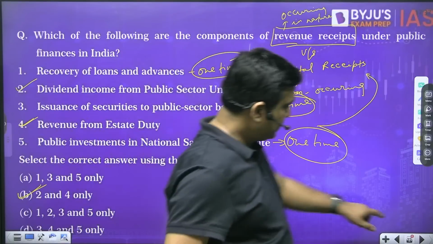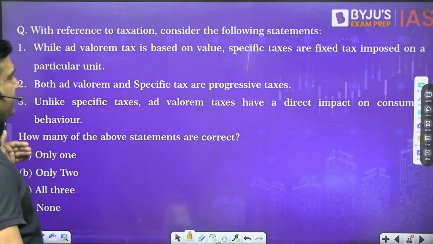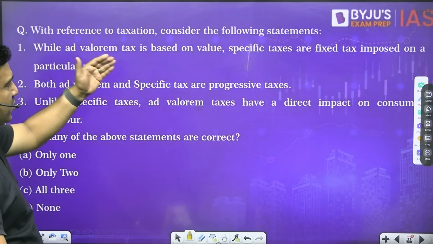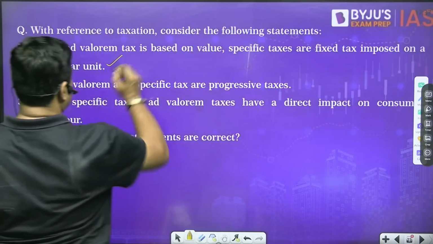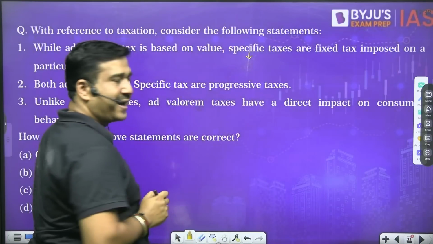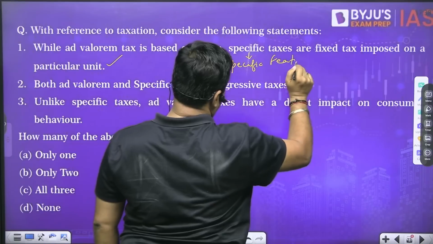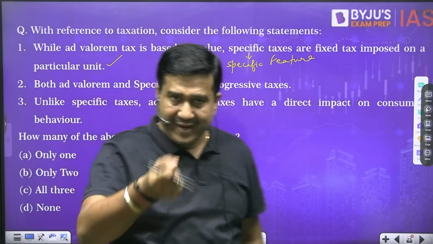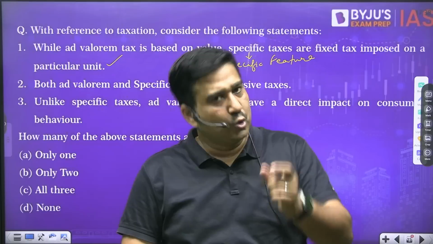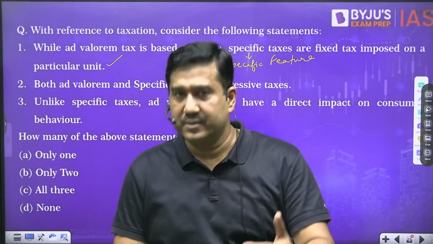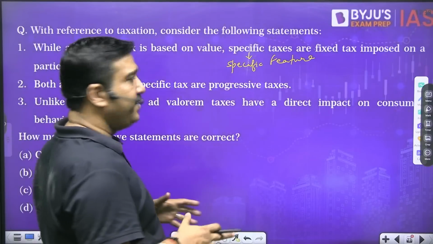Next question. With reference to taxation, consider the following statements. While ad valorem tax is based on value, specific taxes are fixed tax imposed on a particular unit. Absolutely correct, because a specific tax means when tax is levied on the basis of a specific quality or a specific feature, say smell, weight, length, width, taste. When taxation is based on those specific features like cars, cigarettes, liquors, they are taxed as per specific taxation. So they are fixed tax imposed on a particular unit.